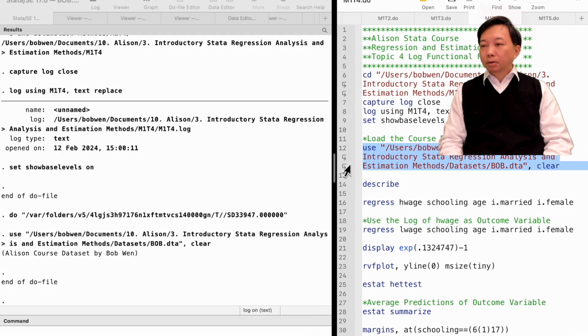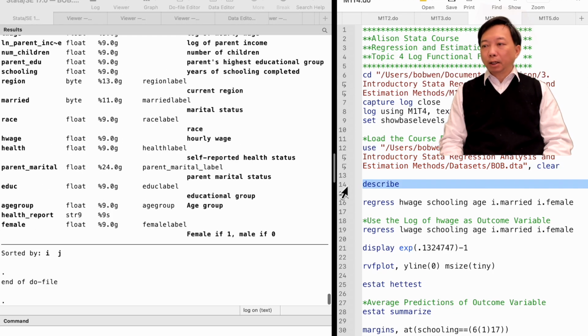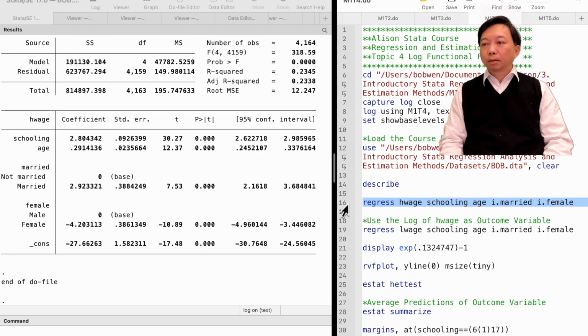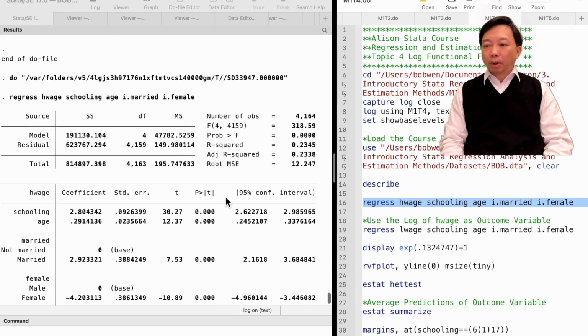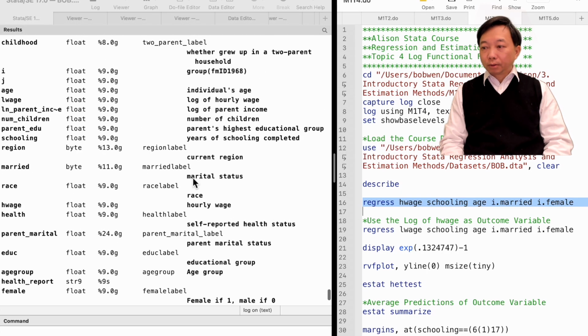Let's open the course dataset bob.dta. We regressed hourly wage on schooling, age, marital status, and gender in the last two videos. Now, let's use the log of hourly wage as the outcome variable instead of the level form of hourly wage. The variable lwage in the dataset is the log of hourly wage. We rerun the regression model using it as the outcome variable.